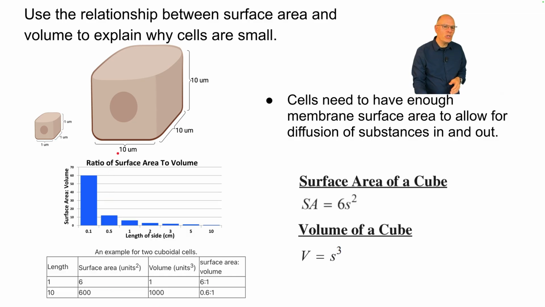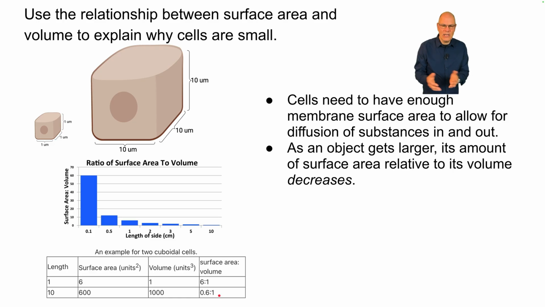Now, if you have a larger cube, one that's 10 micrometers, then its surface area is 600. Wow, that seems like a lot. But its volume is 1,000 because volume's a cubic function and it's going up much faster. So if you look at the surface area to volume ratio, it's 0.6 to 1. So that's the math, and here's the fact.